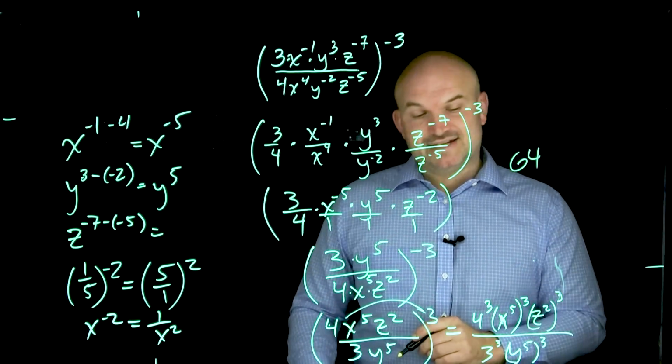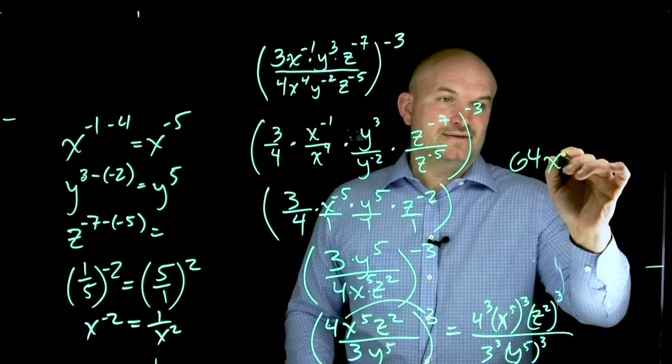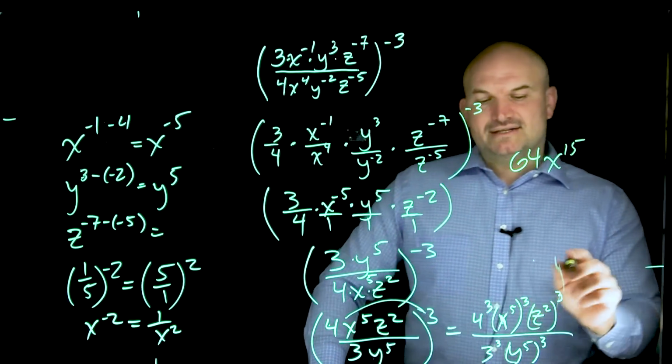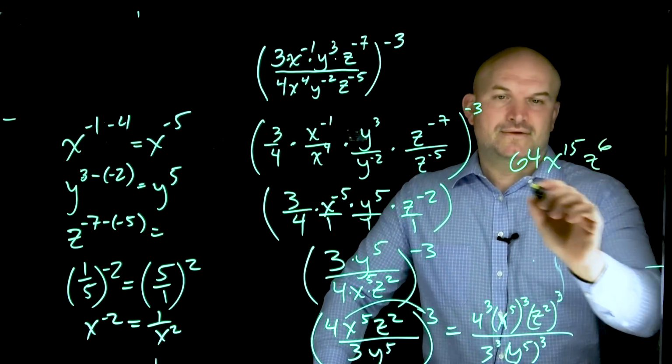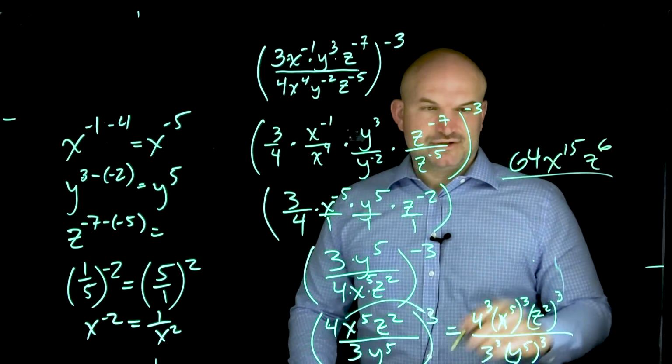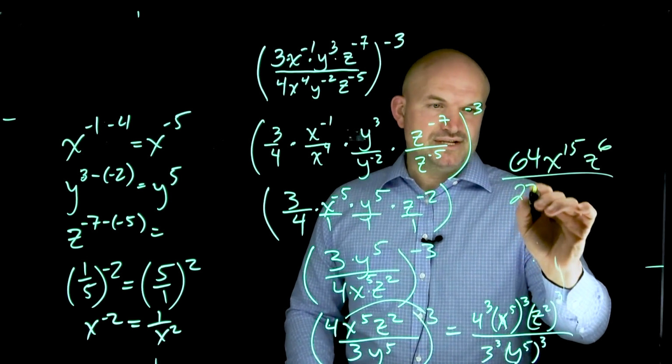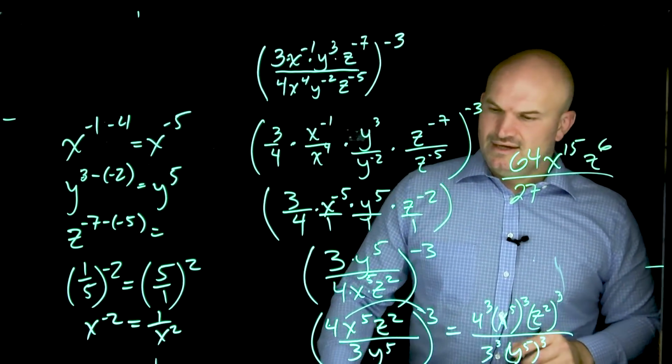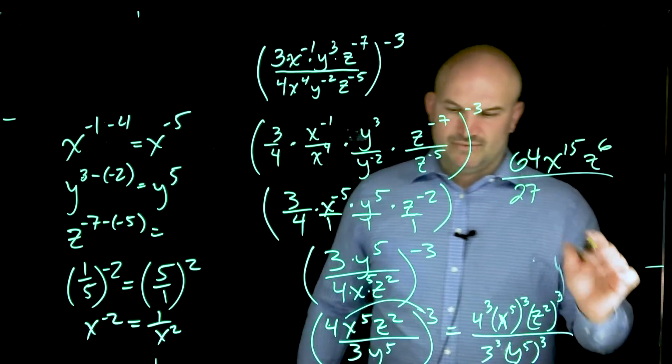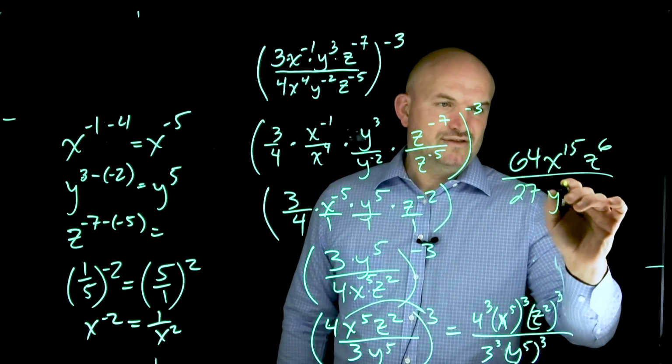x to the 5th raised to the third power is going to be x to the 15th. z squared times a third is going to be z to the 6th. And 3 cubed is going to be 3 times 3 times 3, which is 27. And y to the 5th cubed, again, is just like what we had up here, which is going to be y to the 15th.